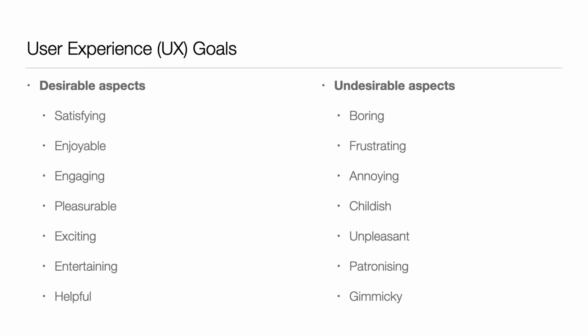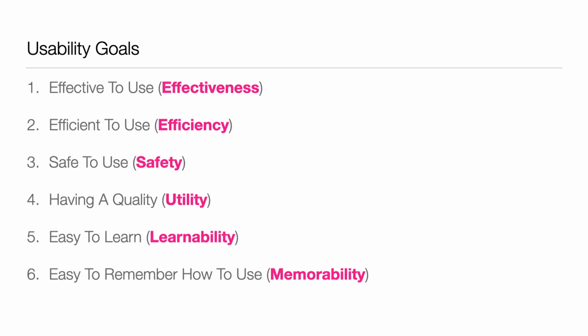Usability goals are different. Rather than just being satisfying, enjoyable, and engaging, we are effective to use. We are efficient to use. We are safe to use. We're having a quality that works. You can learn it easily and you can remember it easily. So effectiveness, efficiency, safety, utility, learnability, and memorability. Those are the 5 goals.